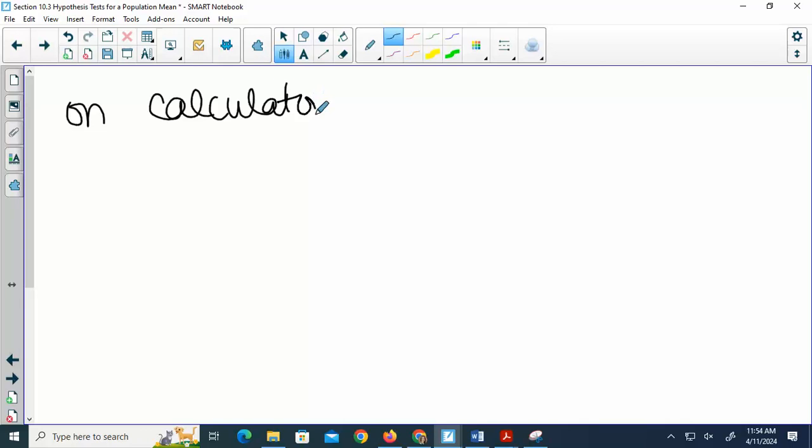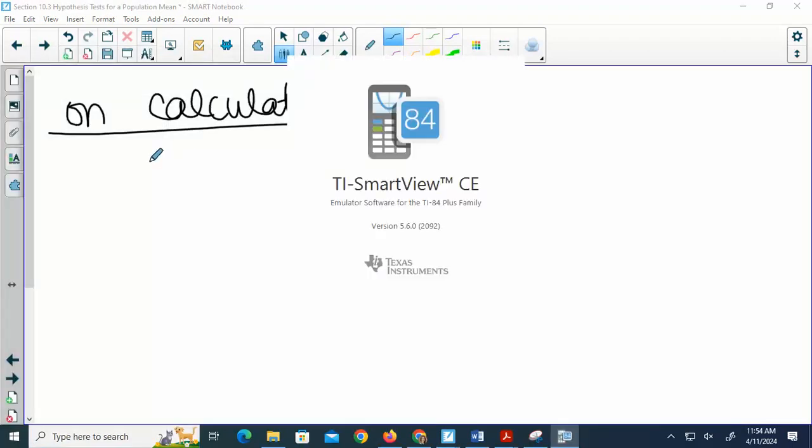I feel like you should lead with the calculator. No, because you should know how to do it, and not just rely on your calculator. I don't know how to do anything on this calculator.